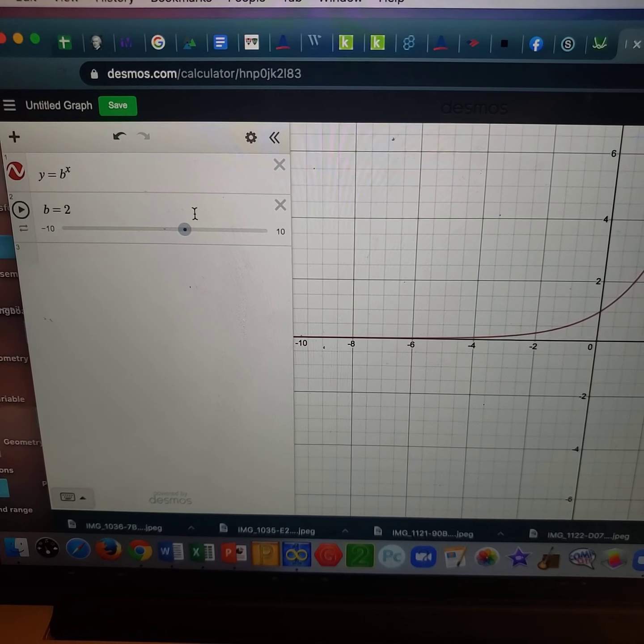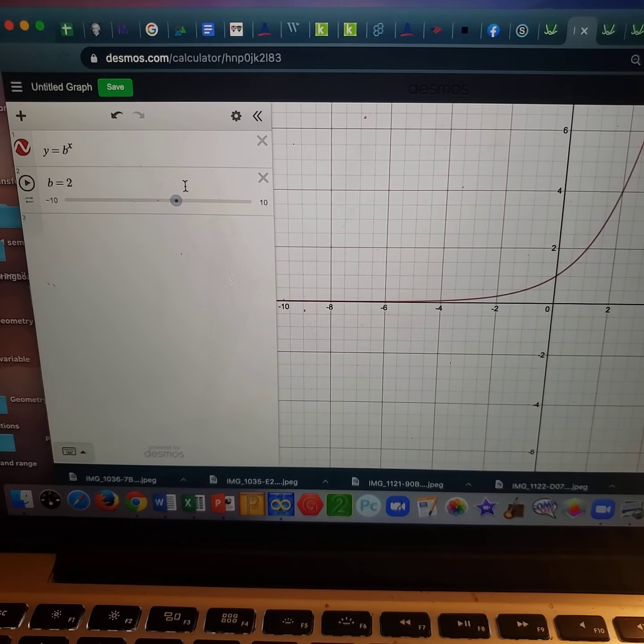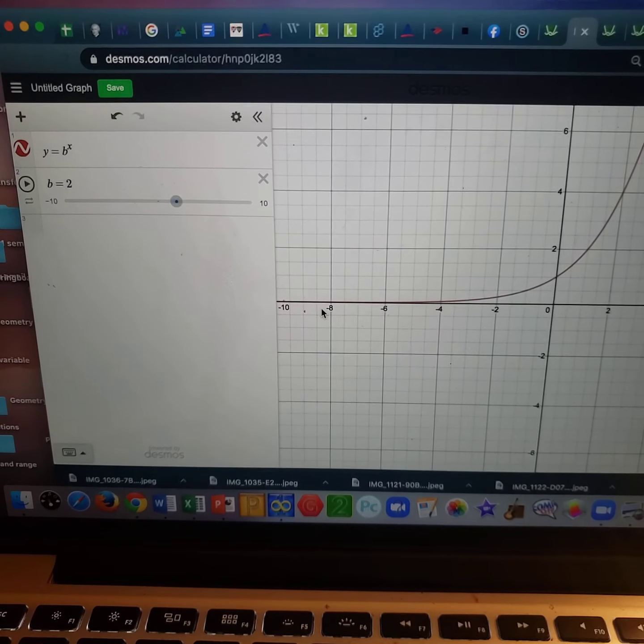And we're going to look at our graphs here. So this is our graph for our exponential b to the x. So it increases like this. And remember, we have this asymptote. Our graph never hits that.